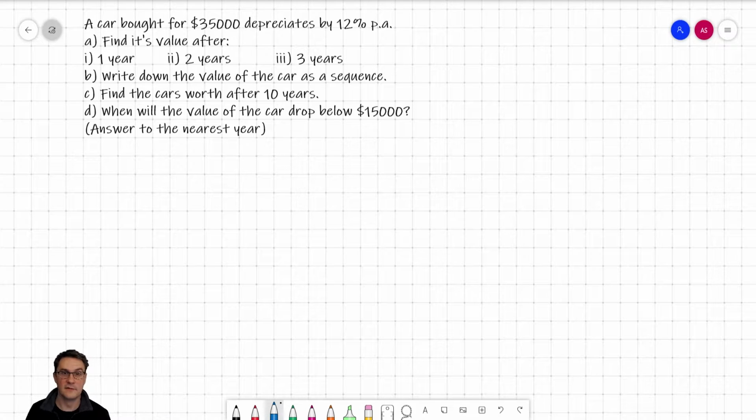And lastly, we're asked, when will the value of the car drop below 15,000? And we need to answer that to the nearest year.